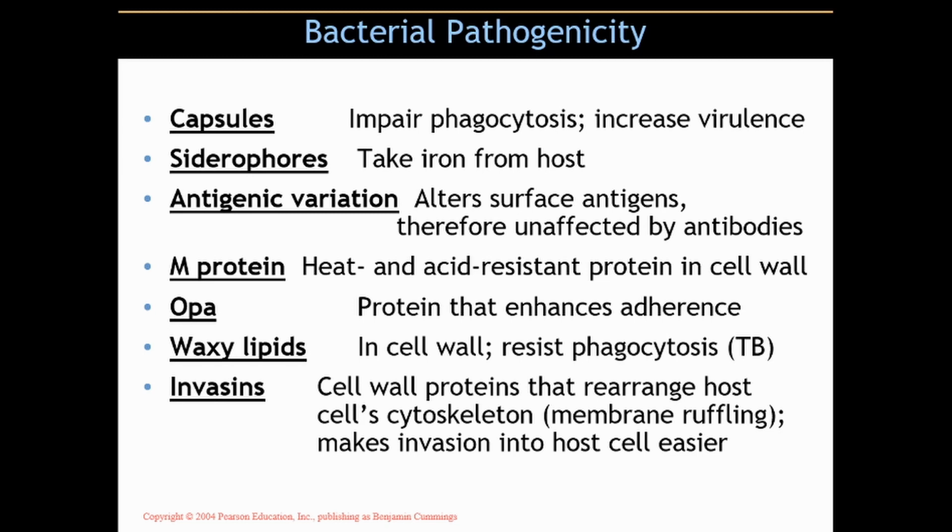Antigenic variation. This is when surface antigens alter, sometimes called genetic variation or genetic drift or genetic shift in some ways. Those terms are related to this idea of the surface antigens undergoing variation in some form or another. As a result of this change of antigens, antibodies then cannot attach to the antigens on the surface of the bacteria.